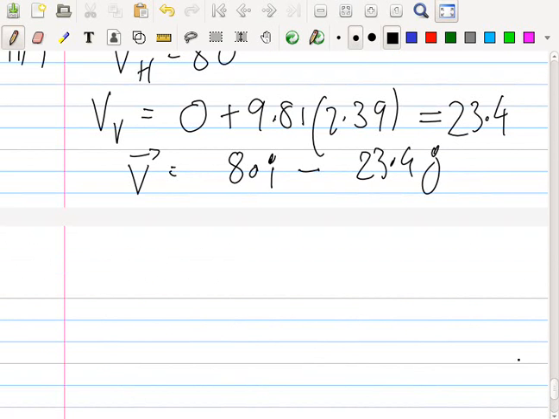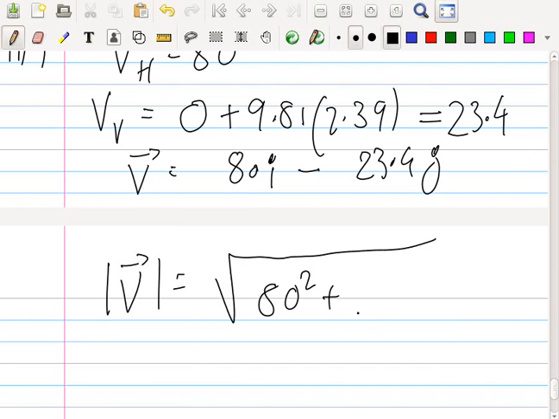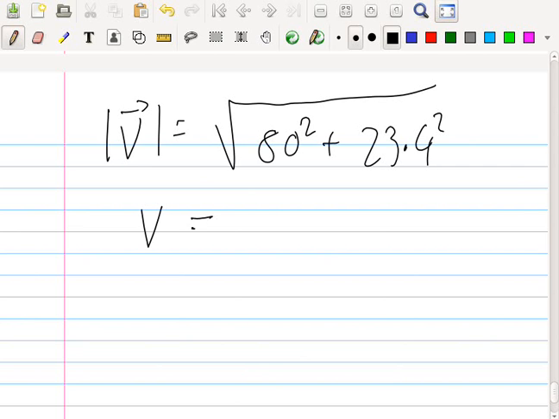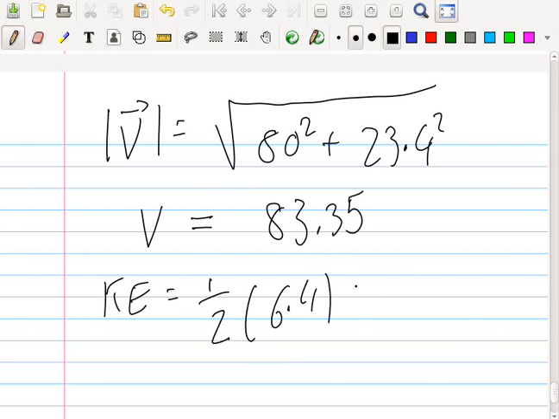Now, what do we need to use in the formula? V squared, right? So first we need to get the magnitude. So magnitude will be, what is it? Root, yeah, plus minus 23.4, but the minus will be squared, so I'll just put in plus. 83.35. And then you get kinetic energy equals a half mv squared. It should be something like 22.2 kilojoules.